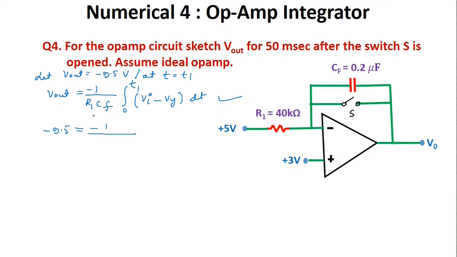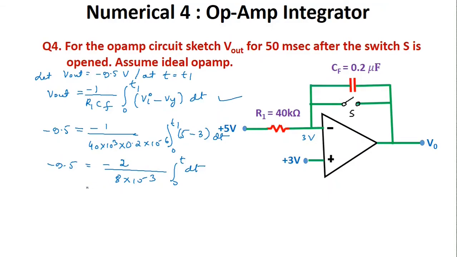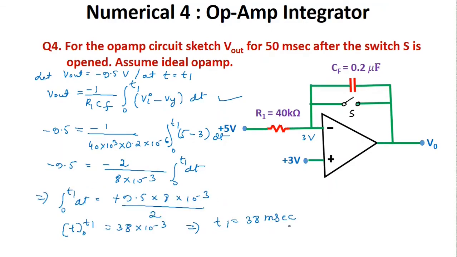Then we put R1 and CF values here. So we get minus of 1 upon R1 is 40 into 10 to the power 3 into CF is 0.2 into 10 to the power minus 6. Then integration from 0 to T1, Vi is 5 volt and Vy is 3 volt. So we'll get 5 minus 3 dt. Now we'll get this type of equation. Now after integration we will get T1 is equal to 38 milliseconds. That means the output voltage is equal to minus of 9.5 volt at time T1 is equal to 38 milliseconds.